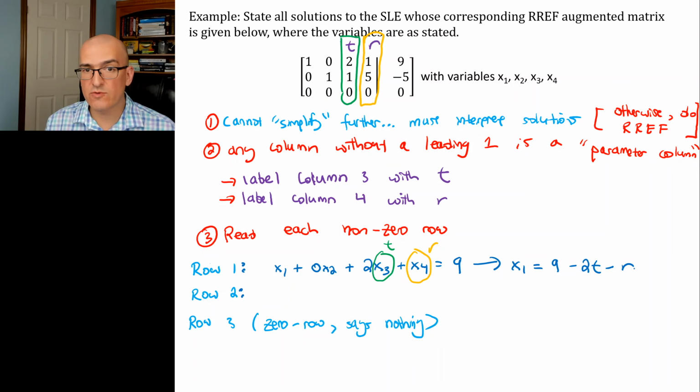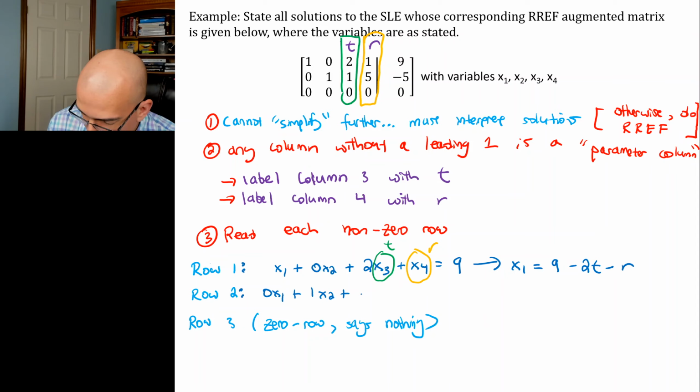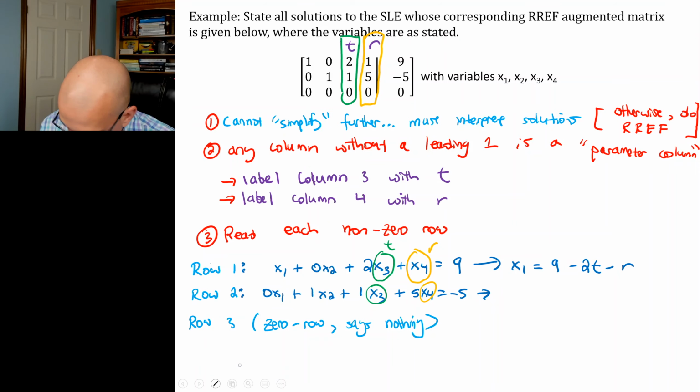I can do the same thing for row 2. Row 2 says that 0 times x1 plus 1 times x2 plus 1 times x3 plus 5 times x4 is equal to minus 5. So if I rewrite that one also in terms of t and r, then I get that x2 is equal to minus 5 minus t minus 5r.